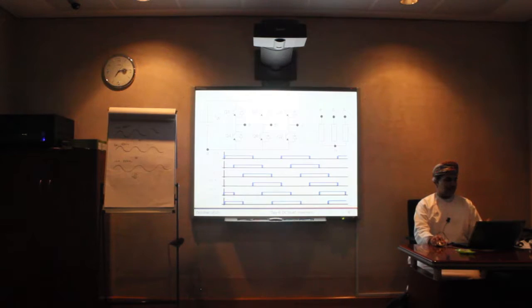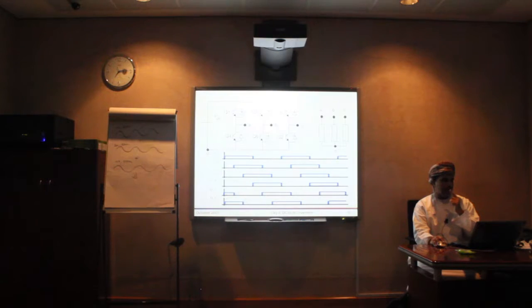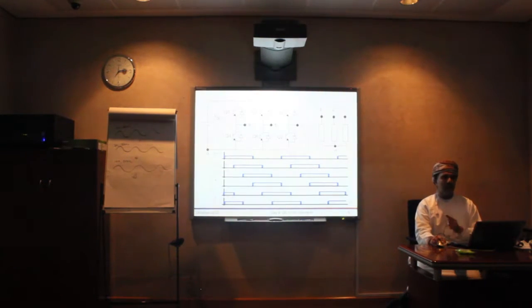Okay, and the second condition is, in each of those switches, each of these is one leg, right? And in each leg it has 2 switches, right? In each leg, only one switch should operate at one time. For example, Q1 should not be operated with Q4. Otherwise, you will create a short circuit.